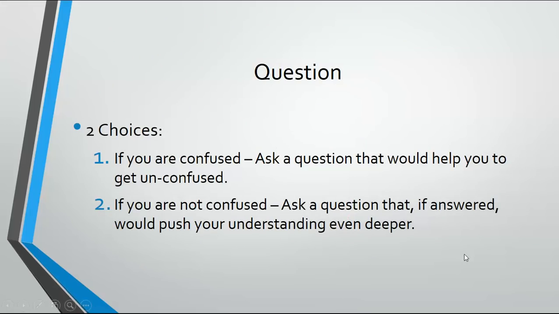Now that you've made it through the apply questions, you now need to do the Q part of the WEAQ. You have 2 choices here. If you're confused with anything that you've just seen, I need you to write a question that would help you to get unconfused. So if there's a particular part that you're not sure of, or a step that made you confused, write a question about that.